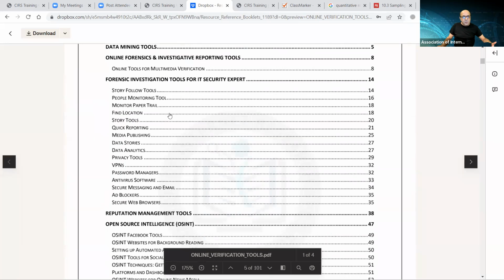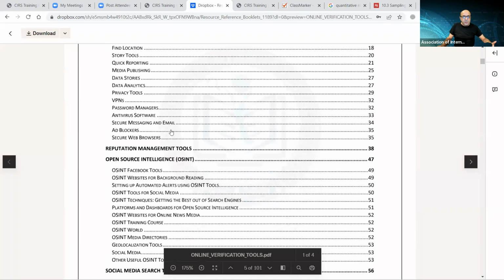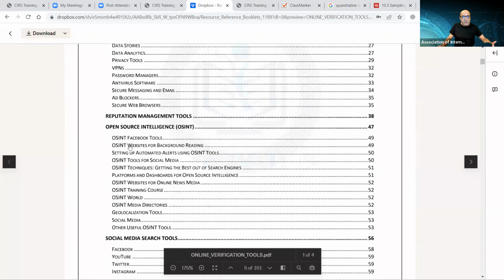Let's see. If you want to see forensic investigative tools for an IT security expert, these are find locations, okay? People monitoring tool, and there could be several tools under these headings. I think it is very well organized, especially given that it has such a granular format, giving headings in detail to individual types of tools. So if it is Facebook OSINT tools, you can click on it. Website background reading, all of these are there.